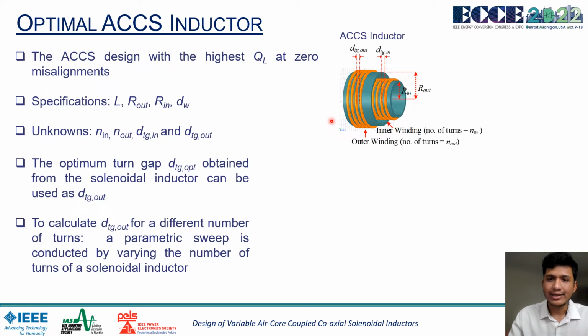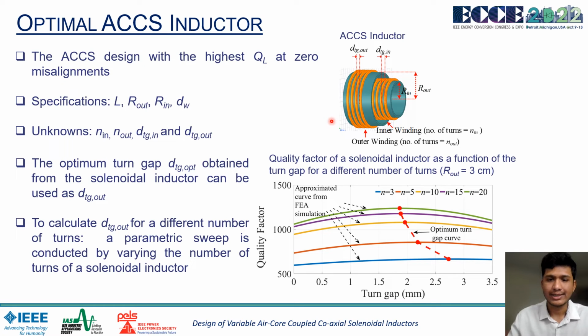In order to get the outer turns for an ECCS inductor, a simple solenoidal analysis using the FEA simulation tool can be used. For example, in this plot we can see how, for different numbers of turns of a solenoid, the optimal turn gap varies. So this curve can be used to design the outer turn gap of an ECCS.